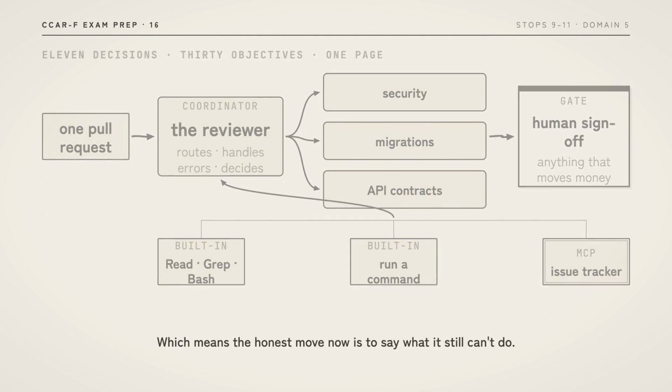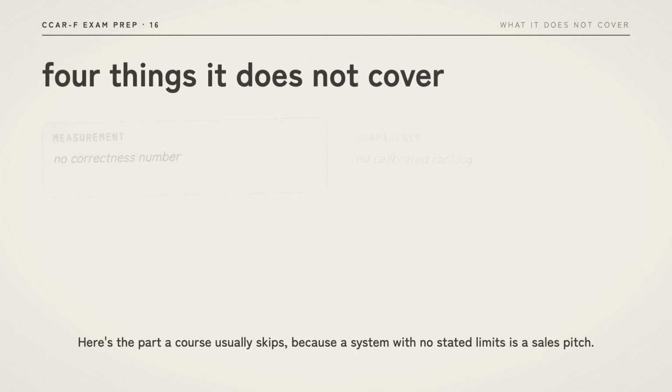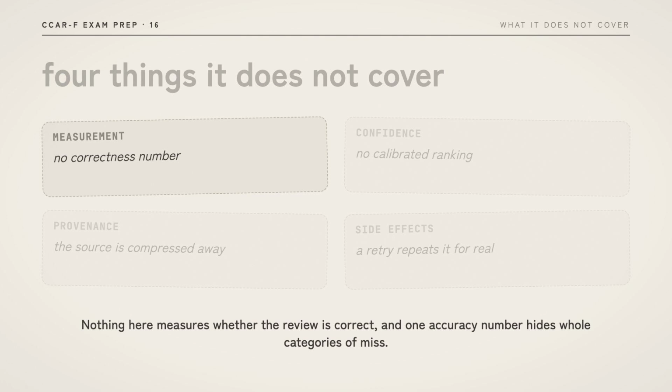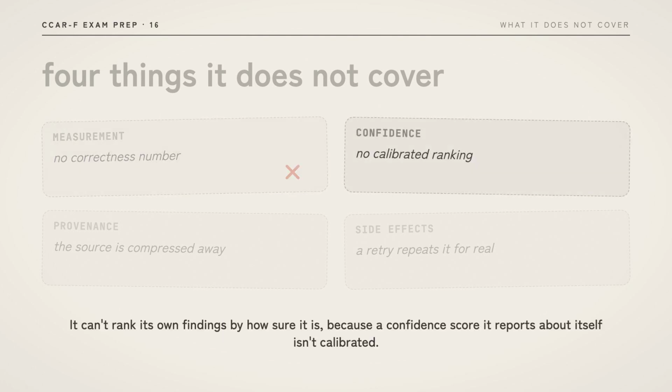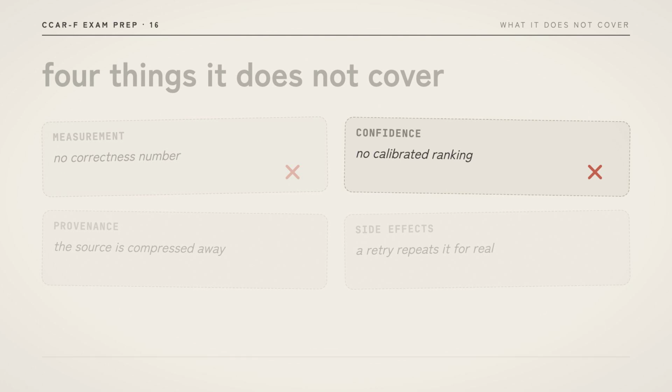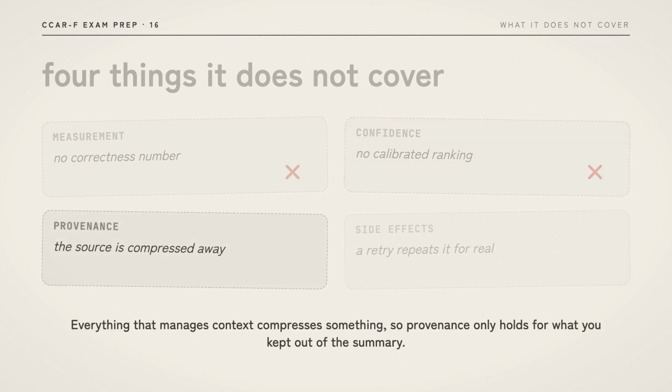Which means the honest move now is to say what it still can't do. Here is the part a course usually skips, because a system with no stated limits is a sales speech. Nothing here measures whether the review is correct, and one accuracy number hides whole categories of miss. It can't rank its own findings by how sure it is, because the confidence score it reports about itself isn't calibrated. Everything that manages context compresses something, so provenance only holds for what you kept out of the summary.